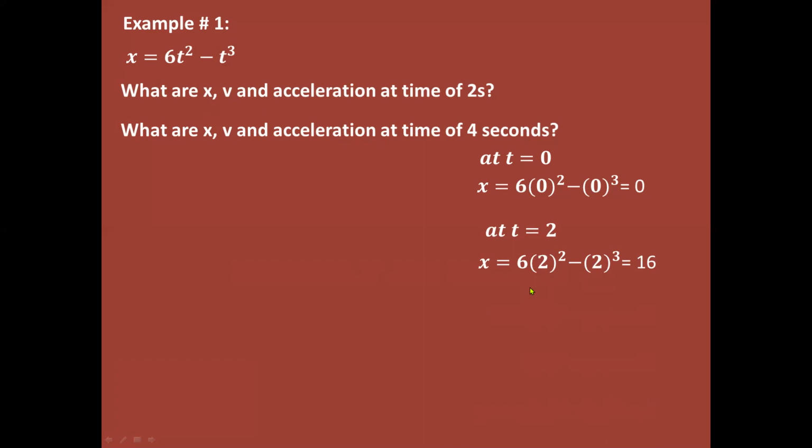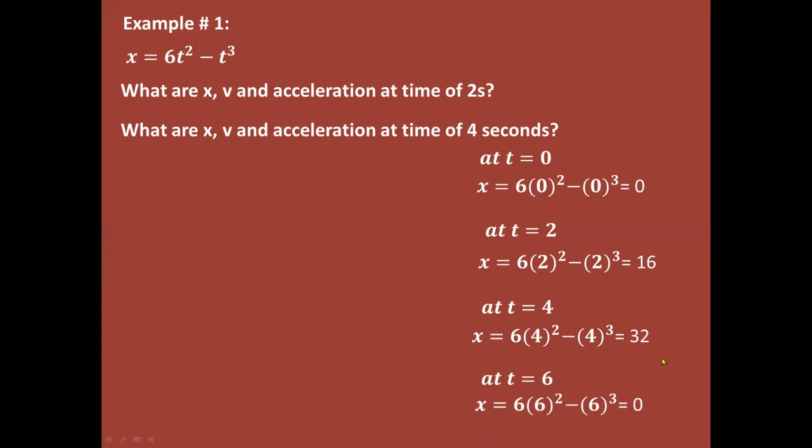Now let us have a try for 4 seconds. Time of 4 seconds, substitution. x is equal to 6 times the square of 4 minus the cube of 4. We have 32 meters as our coordinate. Now we have another coordinate. We have 4 and 32. Let us have another try by using the time of 6 seconds. Again by substitution to the equation x is equal to 6t squared minus t cubed, we have our equation now as x is equal to 6 times the square of 6 minus the cube of 6. We have a value of 0.